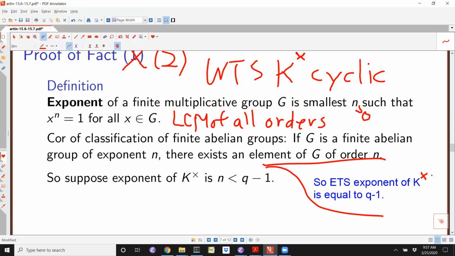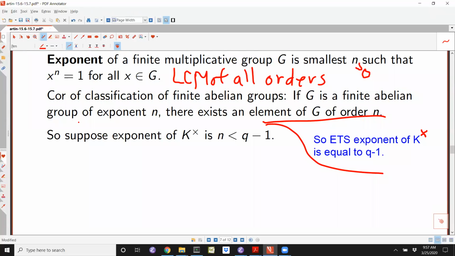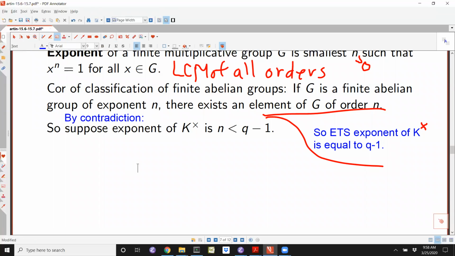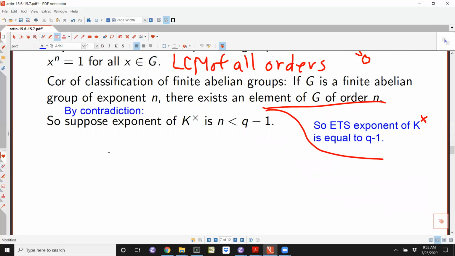And I love yelling. All right, so it's enough to show that the exponent of the multiplicative group of K is equal to q minus 1. So we're going to proceed by contradiction. Suppose that the exponent of the multiplicative group of K is some number n, strictly less than q minus 1.